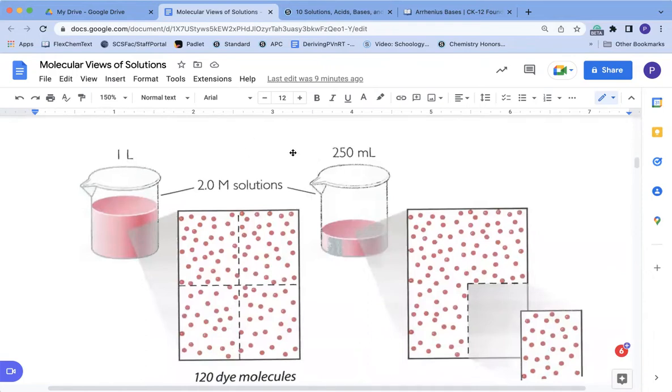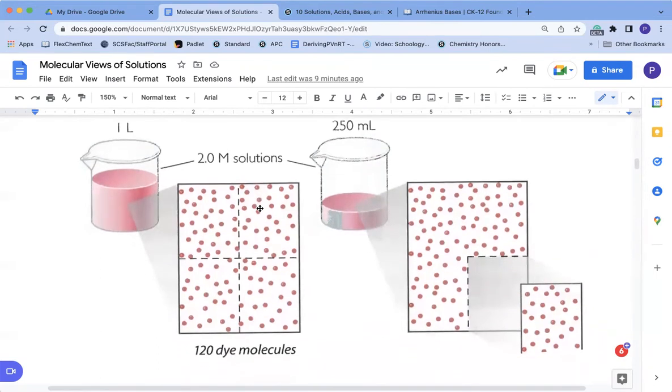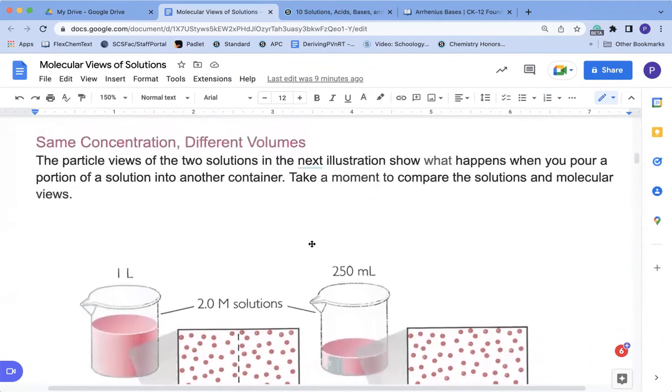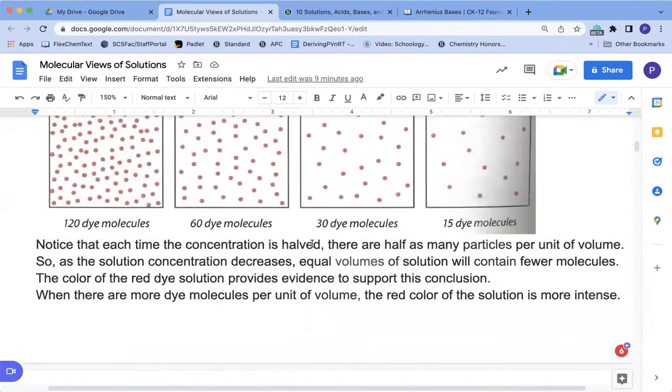It turns out that 250 is 1/4 of 1,000 milliliters, and that 1,000 is equivalent to 1 liter. So if I have a 2 molar solution, but I have a whole liter of that, then I would count out 120 dye molecules in the original squares that we were looking at up here.